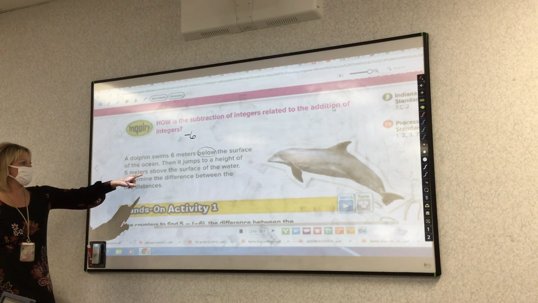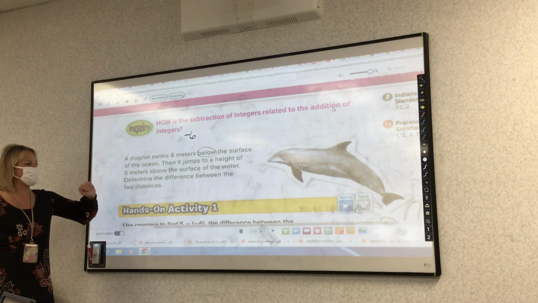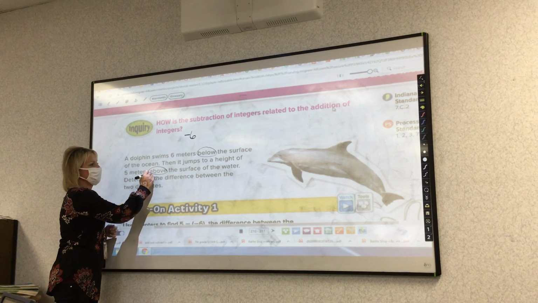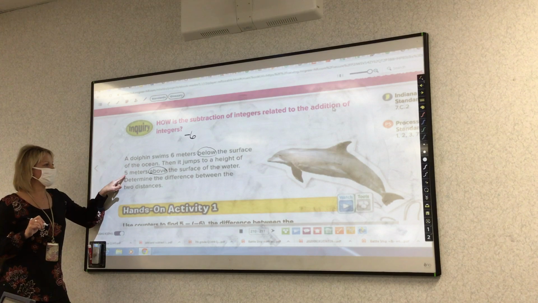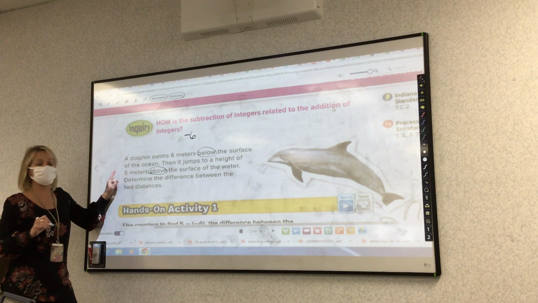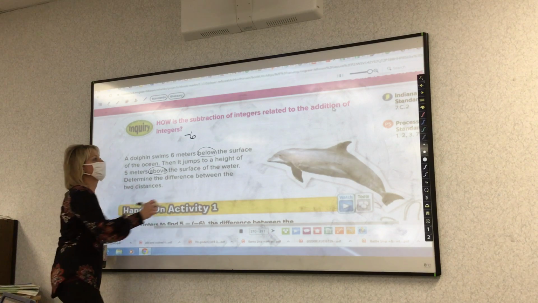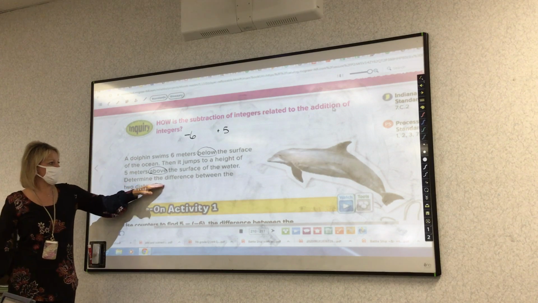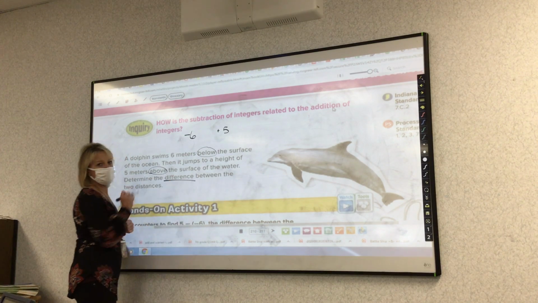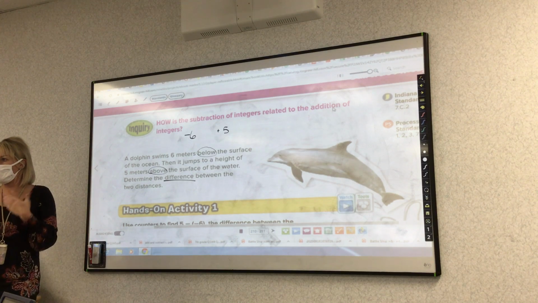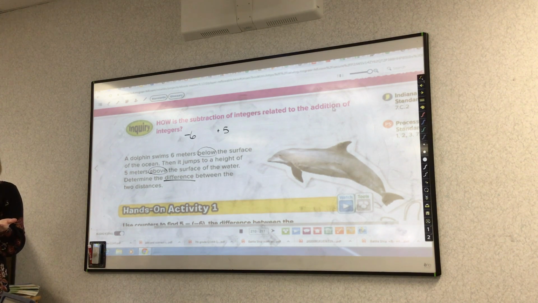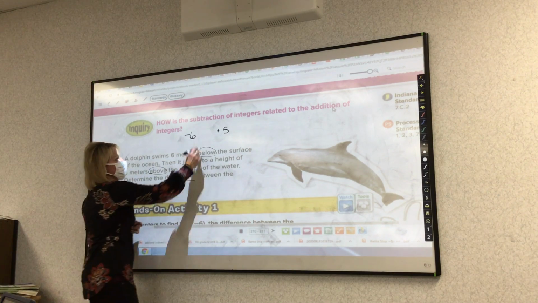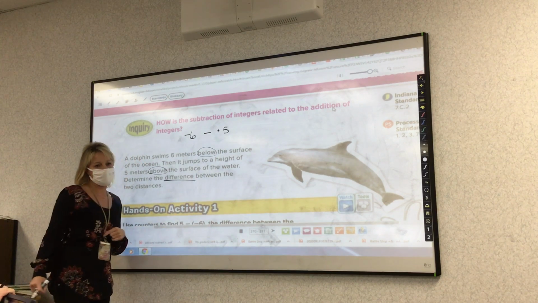It says then it jumps to a height of 5 meters above the surface of the water. Where's my clue word? Above. And above means it's going to be positive, right? Yes. Okay, so that's a positive 5. Then it says determine the difference. When you find the difference in math, what are you doing? I want in your books, you guys should be circling and underlining. You're going to have a -6 minus a positive 5.